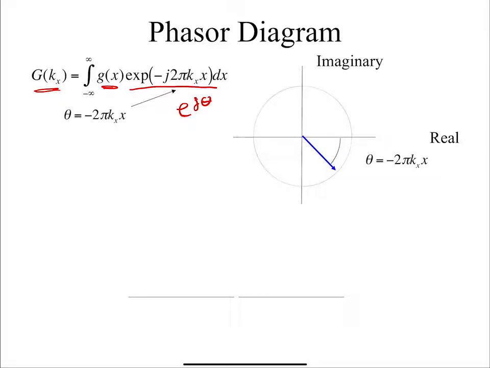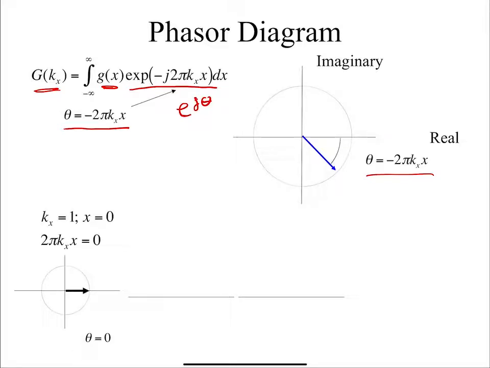And so therefore theta must equal minus 2 pi kxx. All right? So that's shown here. And now you see why Fourier transforms are so useful. Even the sign is correct. We've got a theta of minus 2 pi kxx.